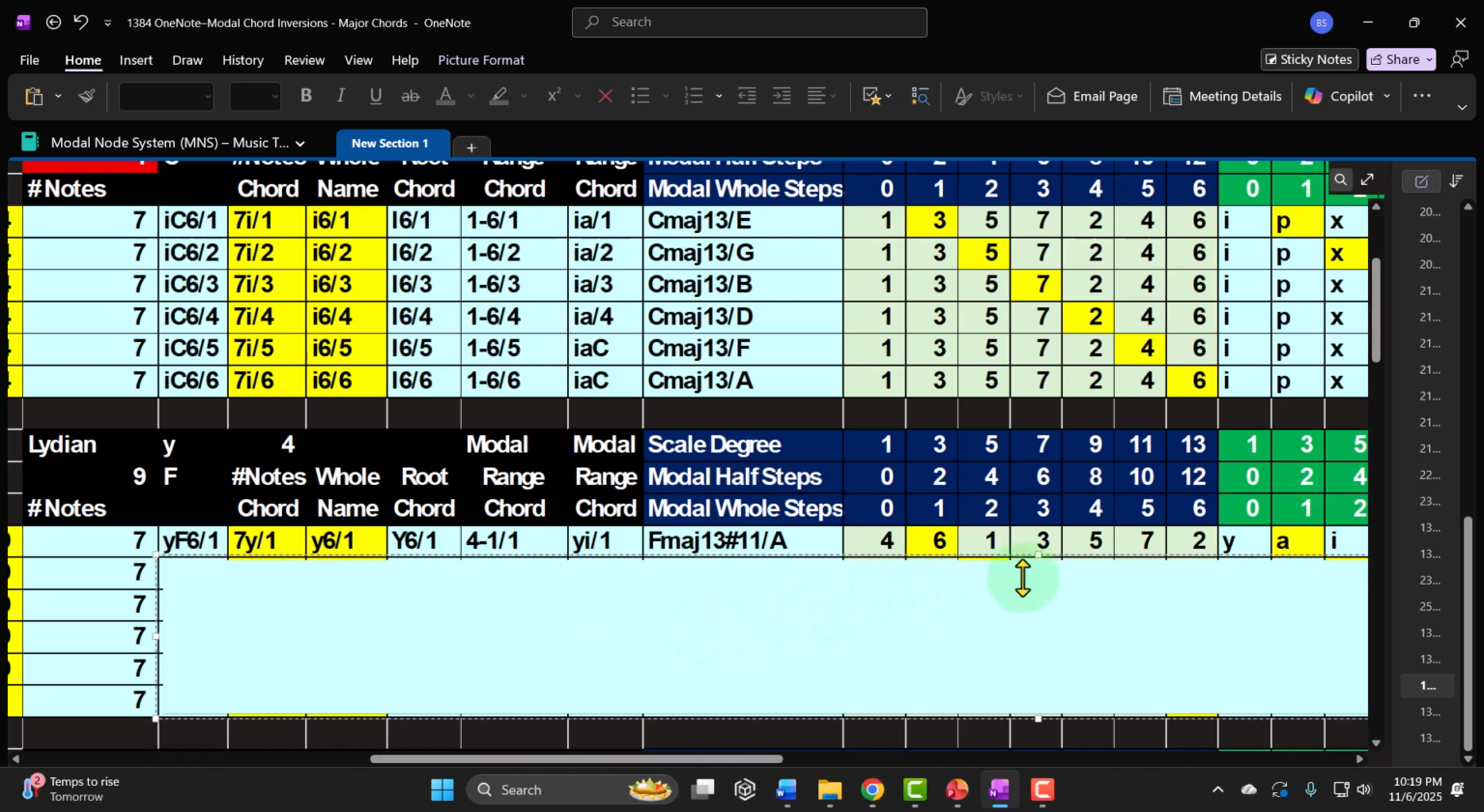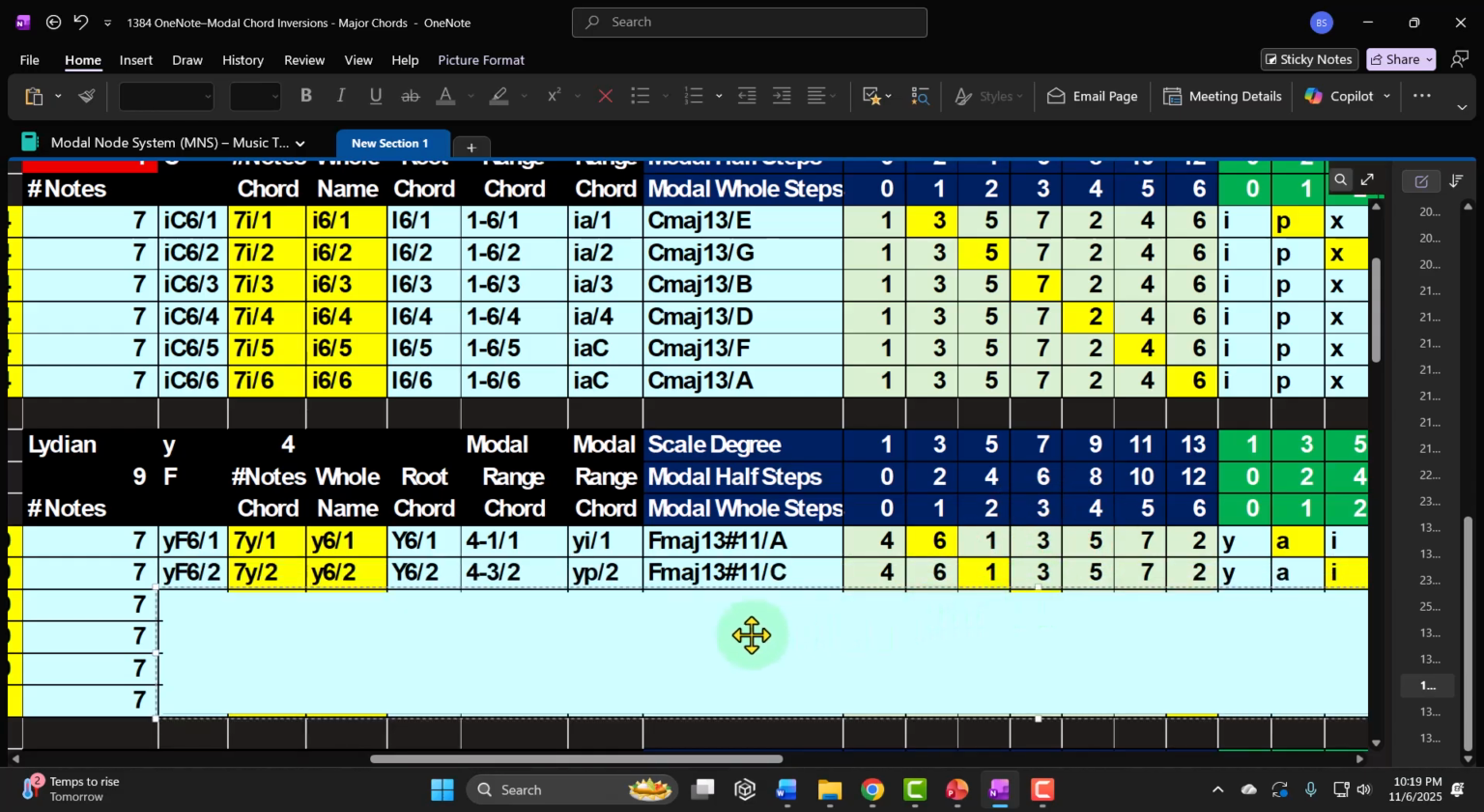up, which happens to be node point 6, which would be the Aeolian, or it's going to be a Lydian 6 modal whole step /1, Lydian 6 modal whole step first inversion, make the inversion point 1 modal whole step up from the tonic. If we say the next one, it would be an F major 13 sharp 11/C, second inversion. The C happens to be 2 modal whole steps up, or the third note, right?